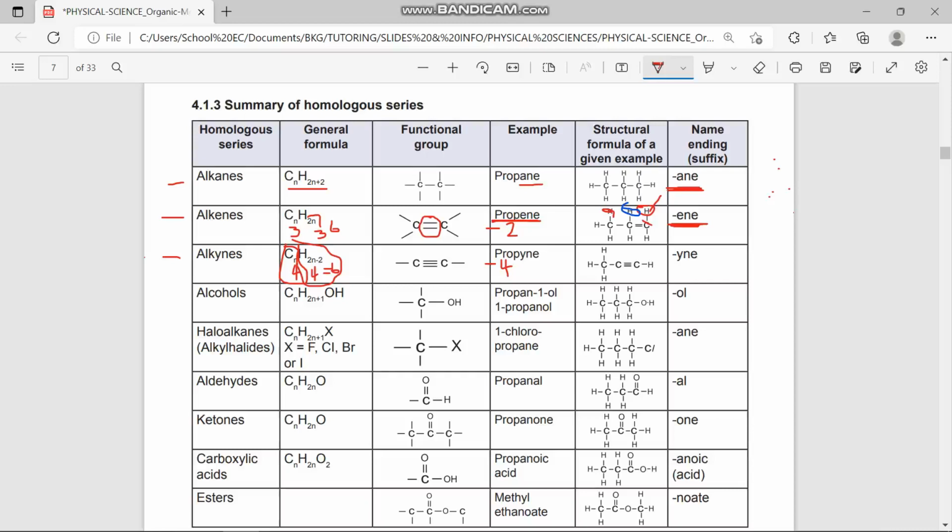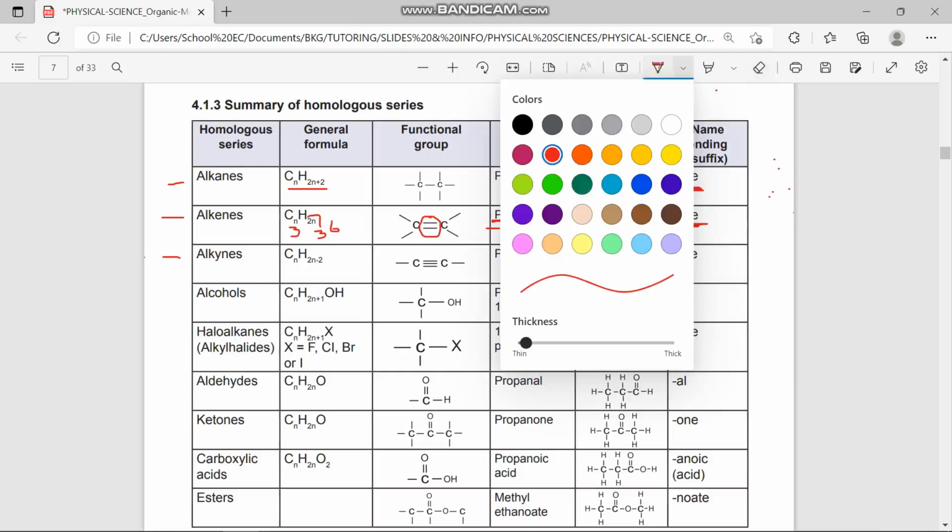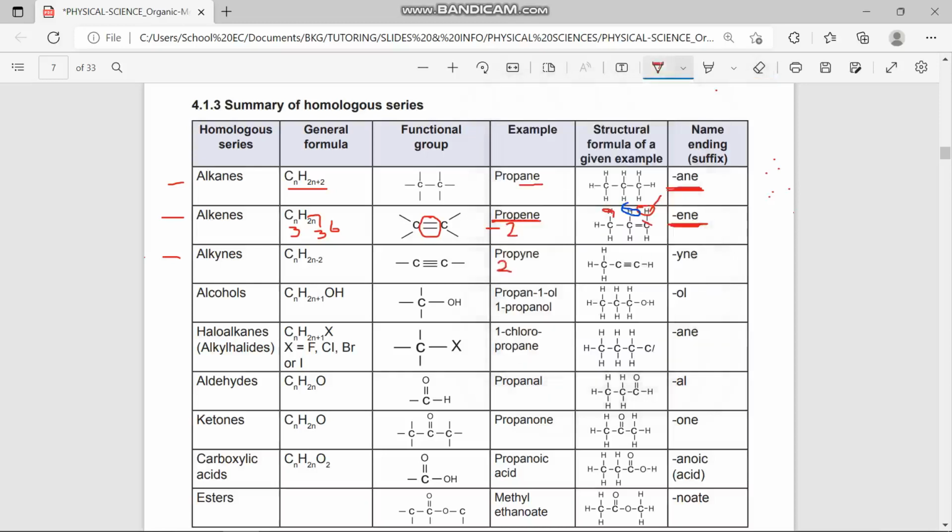Let's go to the second one and make an example. Let's have ethyne. Ethyne is going to be 2 carbon atoms, so we substitute 2 into that n. We're going to have C2 and H2n, which is 2 multiplied by 2, that is 4. 4 minus 2 is 2. So it's going to be C2H2. This is our ethyne.